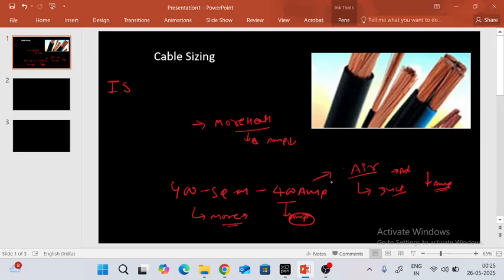So basically, some kinds of factors are defined in the system for this particular purpose. I will tell the names of these factors. These factors are due to the soil thermal resistivity and the laying method. What is my laying method? It may be underground.